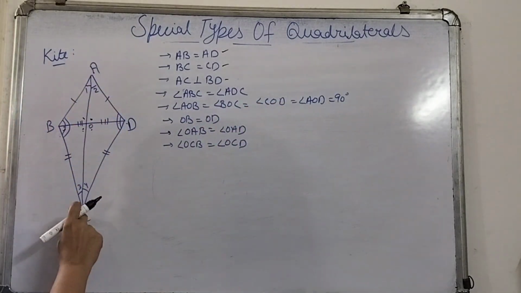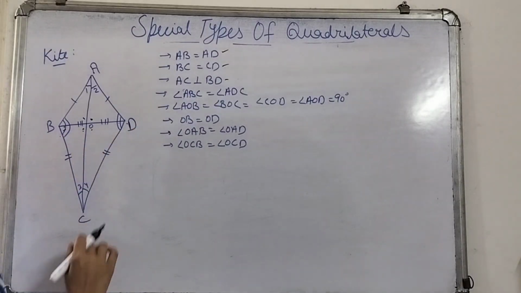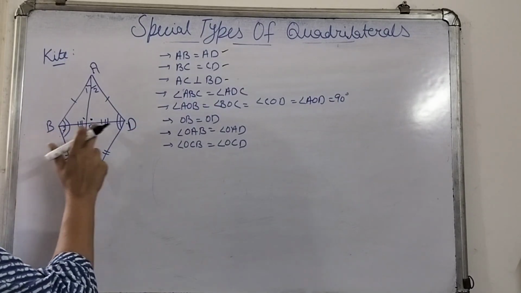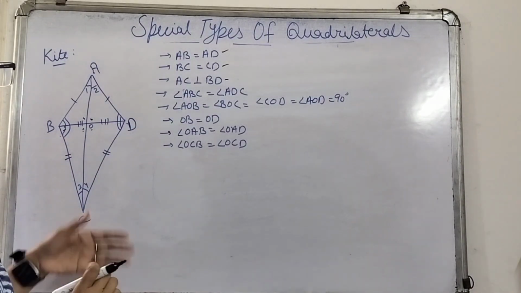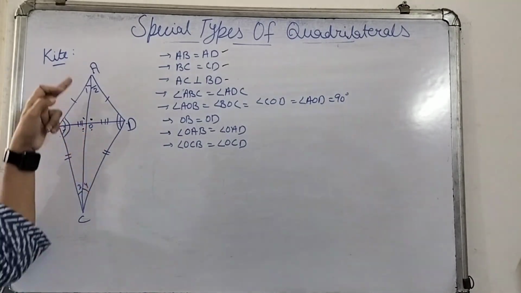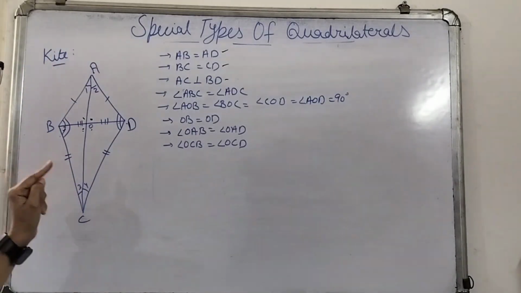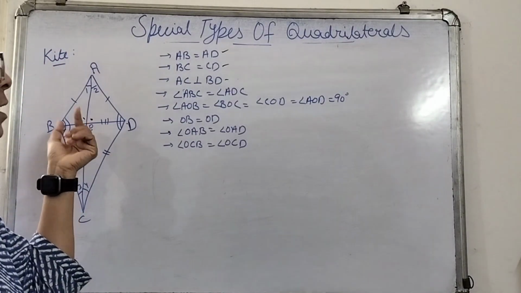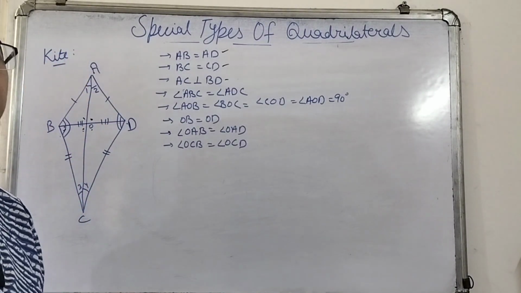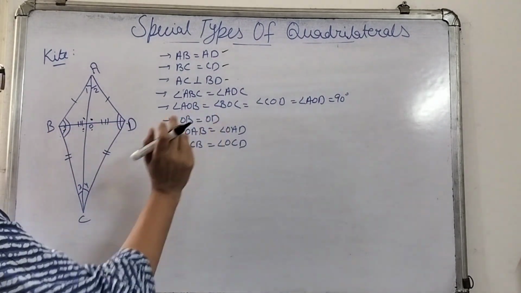The bigger diagonal AC will be bisecting the smaller diagonal BD. That means O will be the midpoint for BD. Although O will not be the midpoint for diagonal AC. Only the bigger diagonal is bisecting the smaller diagonal. The bigger diagonal is not being bisected. So OB will be equivalent to OD.